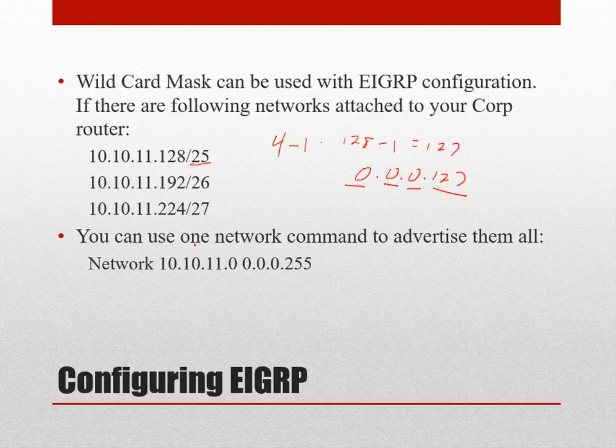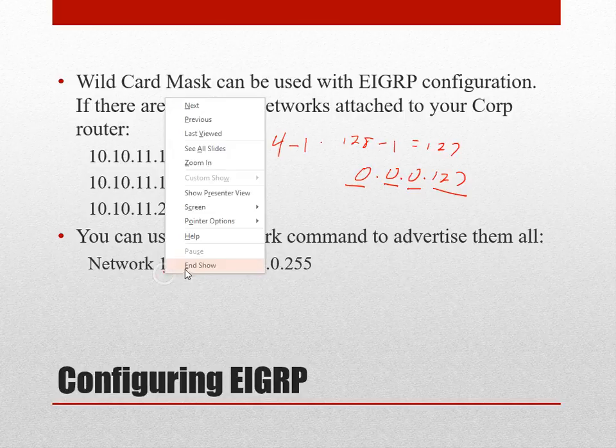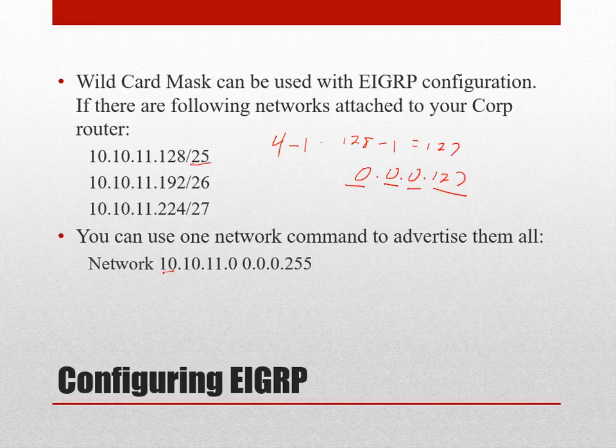You can use one network command to advertise them all. Network 10.10.11. This would advertise the 10.10.11, and all of these things up here. You can advertise them this way by using the 0.0.0.255. What it's going to do is advertise the 10.10.11.